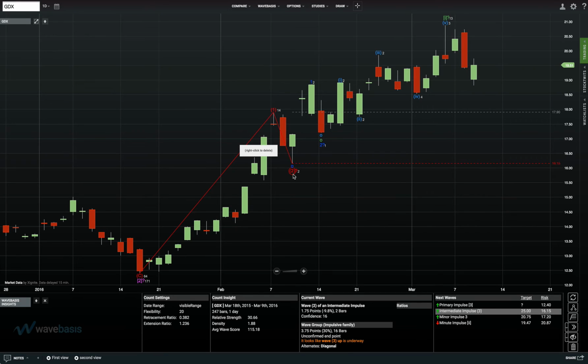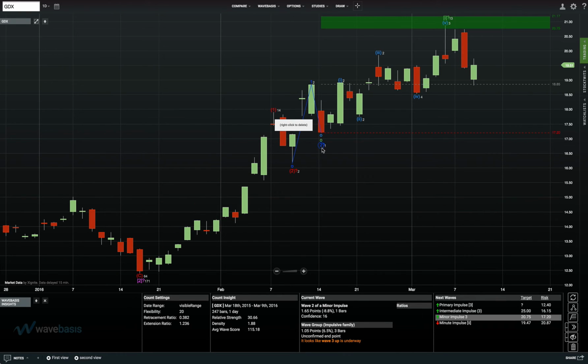Well, what is the projection from here? We see from this 2 wave that it's projecting, as we hover here we can see the same information, up to the 25 area for the wave 3 up. You can see it's literally off the charts, above where we can see.